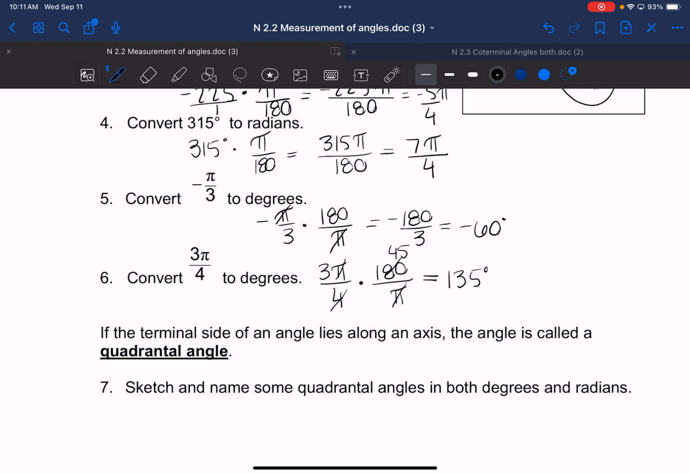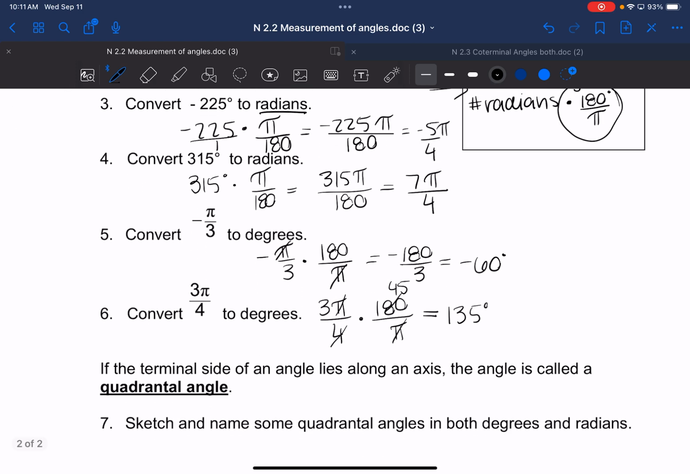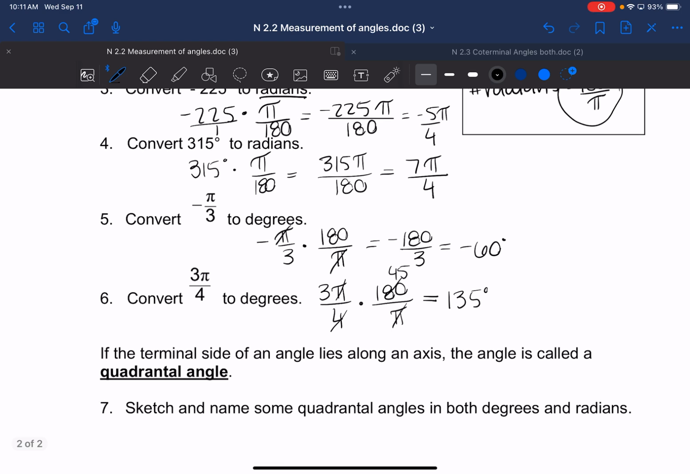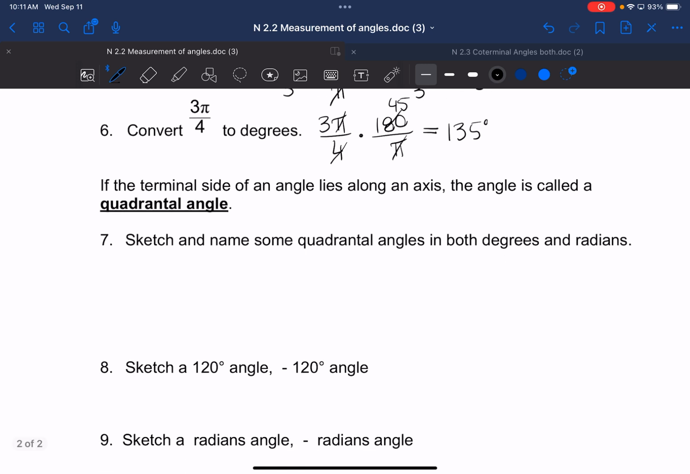Okay, so if I ever need to convert back and forth, these are going to be the two formulas we use to make that happen. All right, then one other thing we need to talk about here is it says if the terminal side of an angle lies along an axis, the angle is also called a quadrantal angle. So it says to sketch and name some quadrantal angles in both degrees and radians.